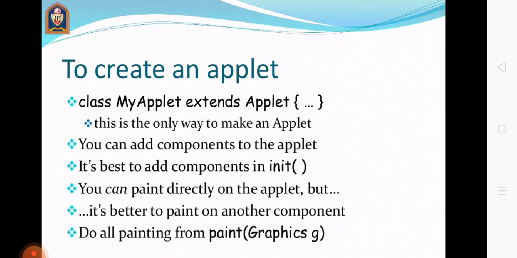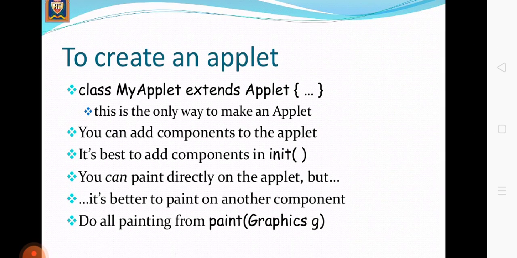Now to create an applet, we will create our own applet. So we will have a class by any name. Let's suppose it is MyApplet. Now this MyApplet class extends the Applet class. Every applet which we are going to develop will extend from the Applet class. This is the only way to make an applet. Then we can add components to the applet.